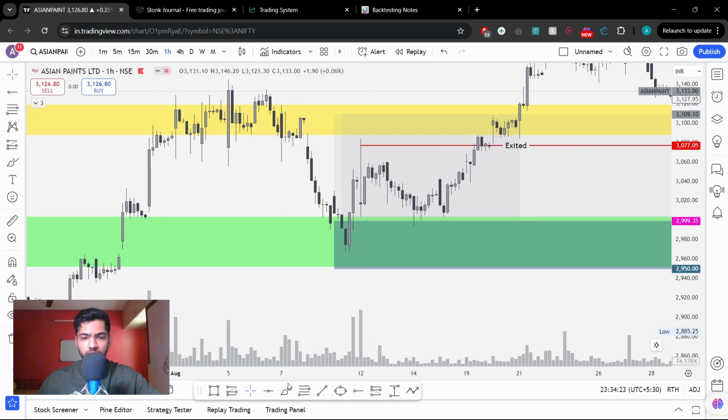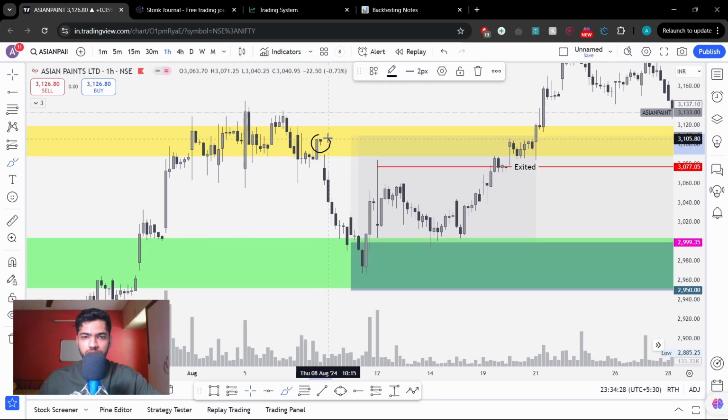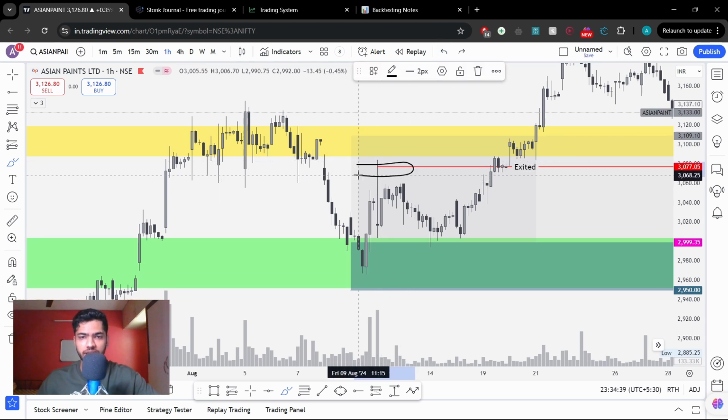If you can see right here, this is where the gap was created, this is where the closing was of the previous day, and this is where the stop loss hunting day was, right? So this is where the gap was. I didn't want to take any risk. I was happy with the risk to reward I was getting, so I exited right here on this candle.